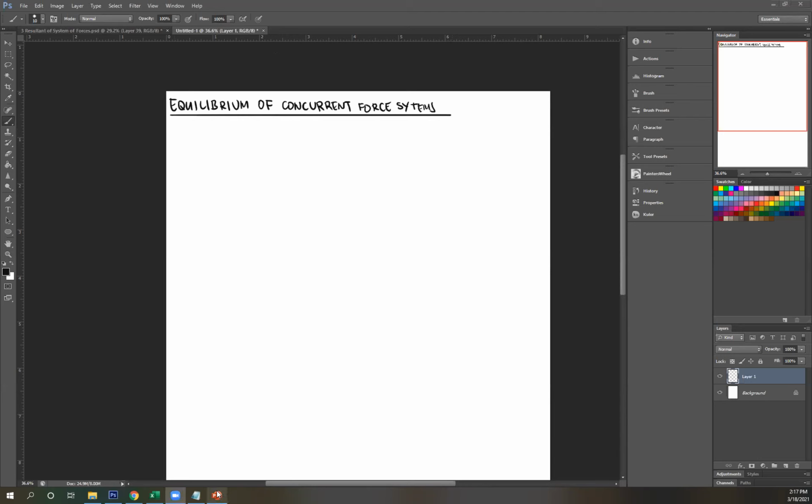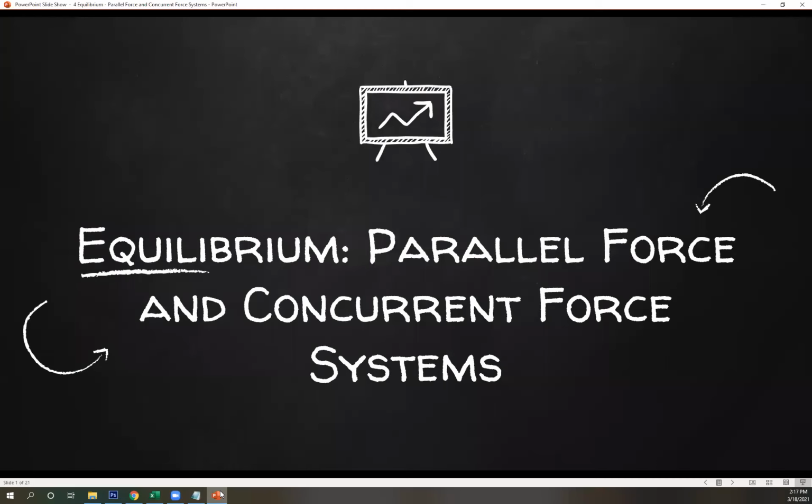Okay, welcome back. It's 217. So once again, we're done with the resultant of force systems. Now, moving on to the next topic, it's equilibrium. So for now, we're discussing parallel force and concurrent force systems. So let's talk about equilibrium.